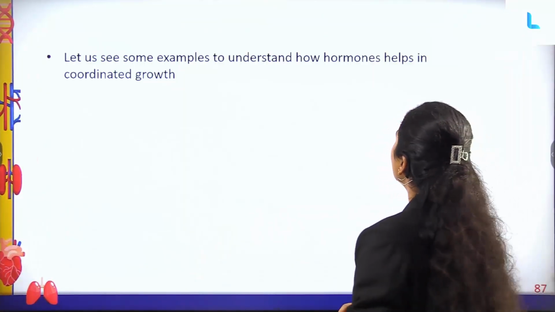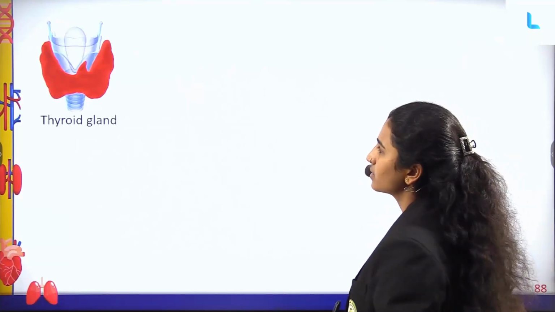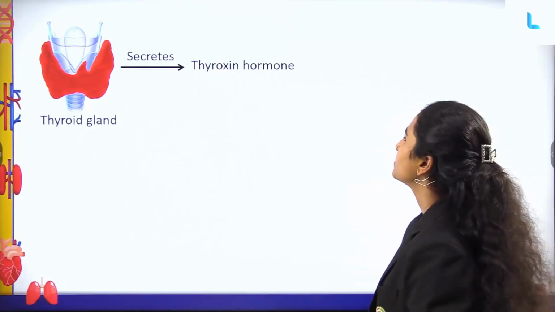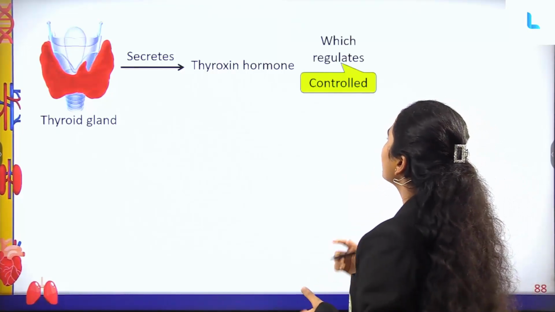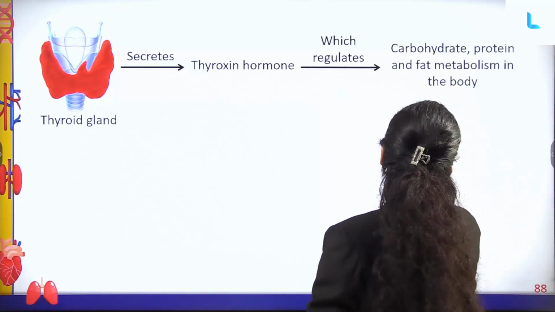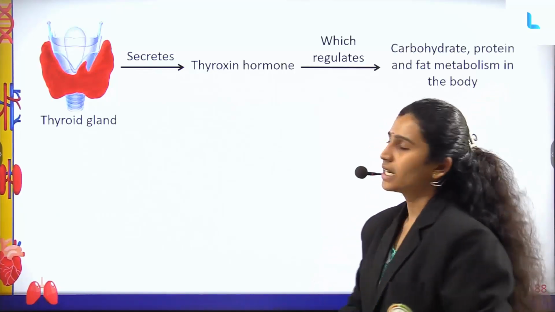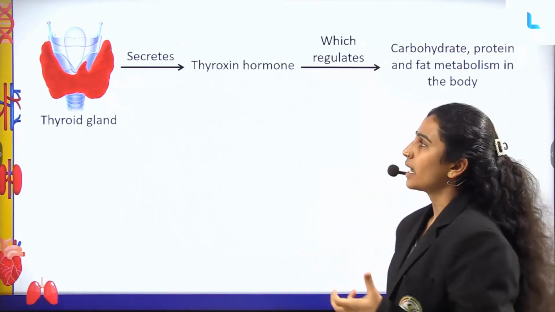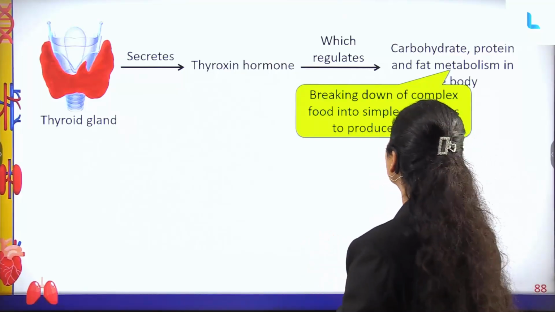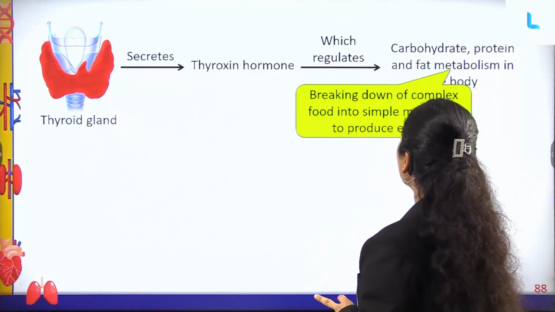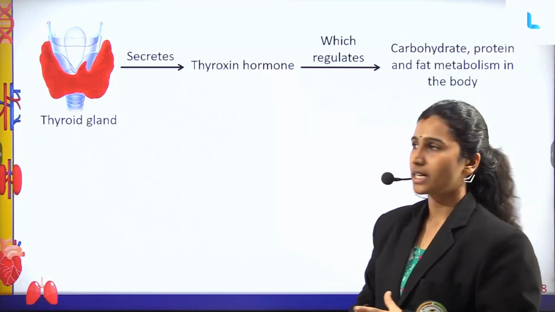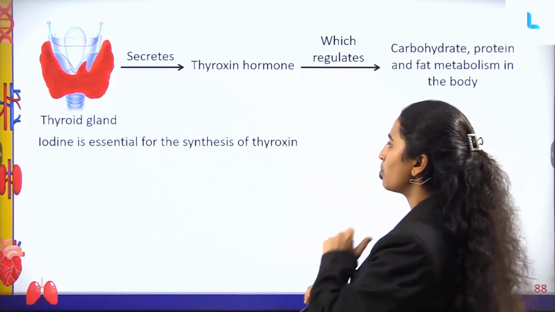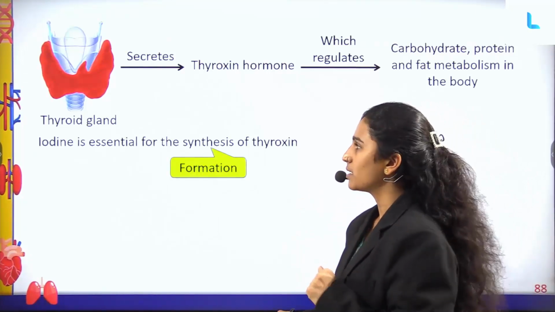Now let us see some examples to understand how hormones help in coordinated work. The thyroid gland, how does it help? It secretes the thyroxine hormone, and thyroxine controls the carbohydrate, protein and fat metabolism in our body. That is the reason why the food we eat directly impacts our thyroid, either hyper or hypothyroidism. It breaks down complex food molecules into simpler ones to produce energy.